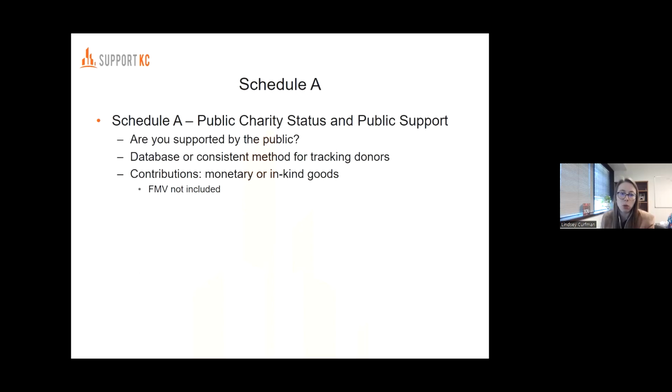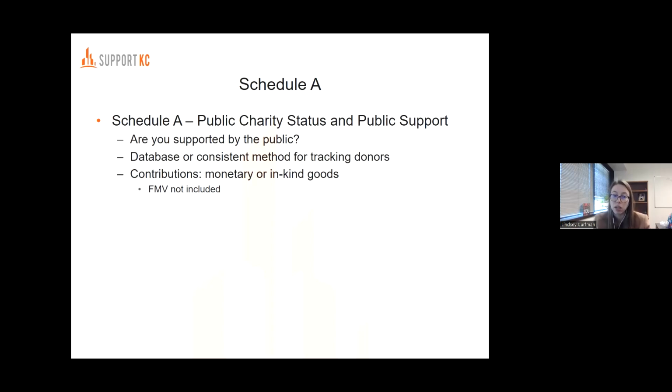Okay, so a quick overview of Schedule A of the 990. It is the public charity status and support test. The purpose of this schedule is for the IRS to see that you are supported by the public. They don't want your nonprofit to only have a couple of large donors who have control of where the organization goes because they have control of the funding. They want to make sure that you have a wide variety of donors and are supported by the public.